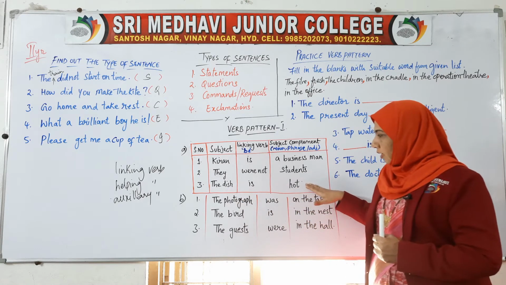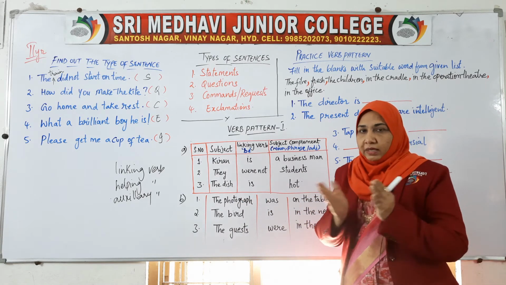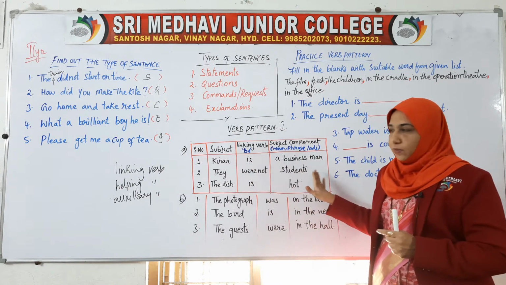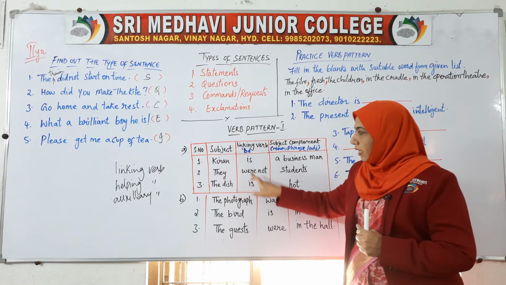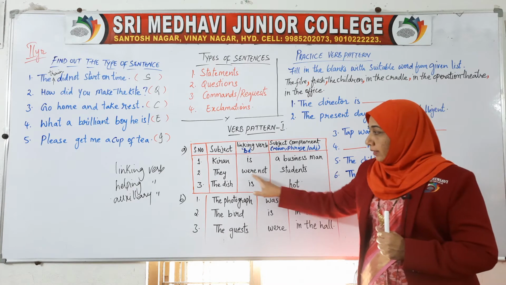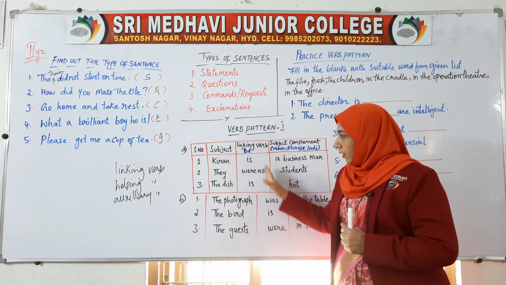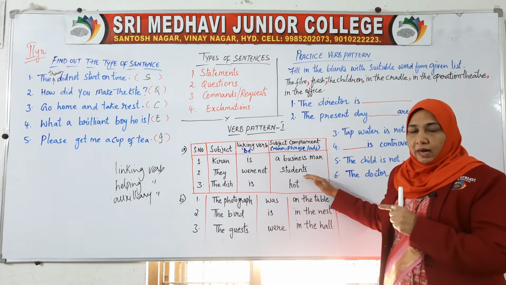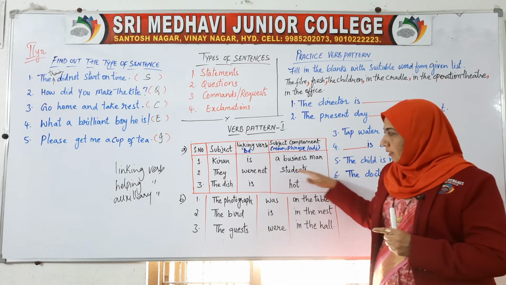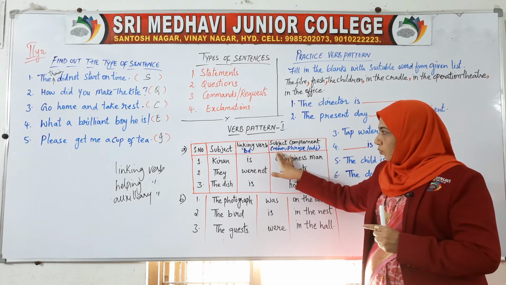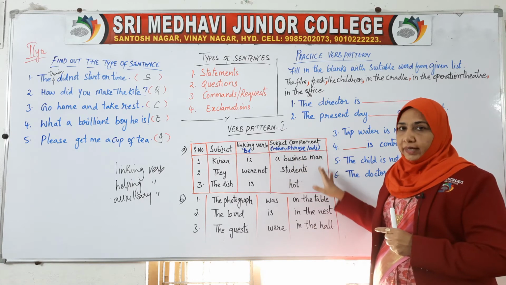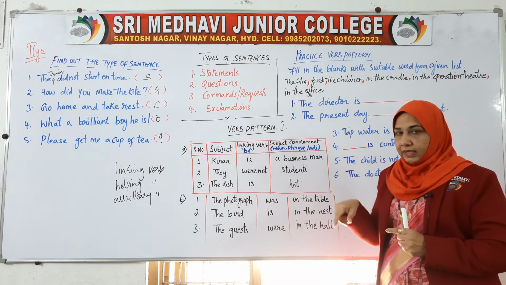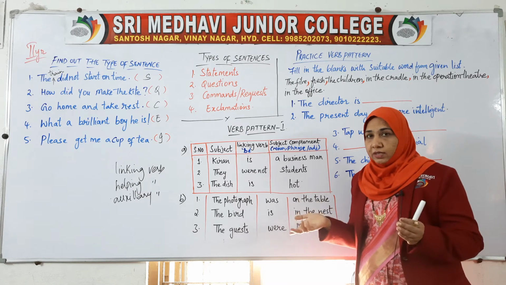The dish is hot. It is describing the subject. So here the subject is Kiran, is is the linking verb. Here they is the subject. Were not: if it is only positive we go for were, and if it is negative we have to add the not. So were not. And the last part of the sentence is students. Here we go for noun phrases or adjectives. Now the next subject is the dish. Linking verb is, and how is the dish? It is hot.